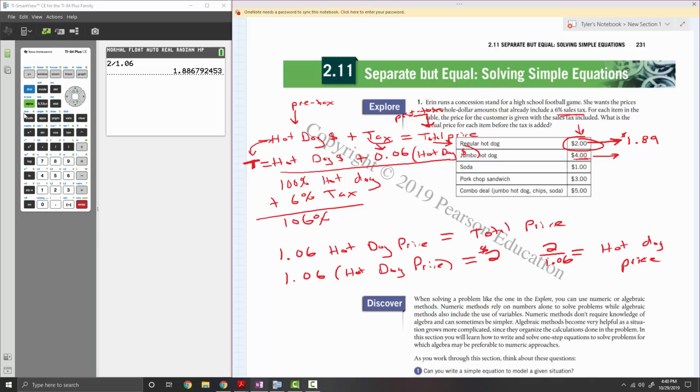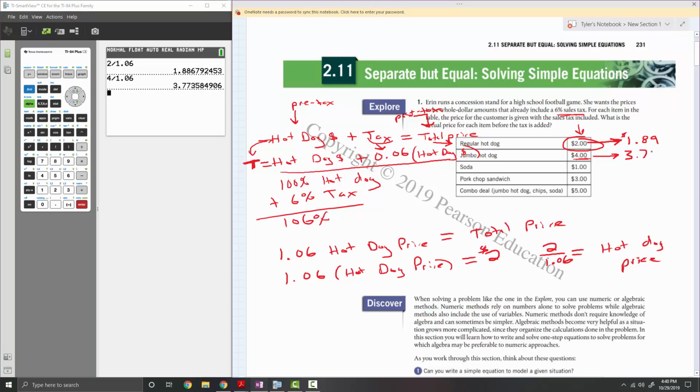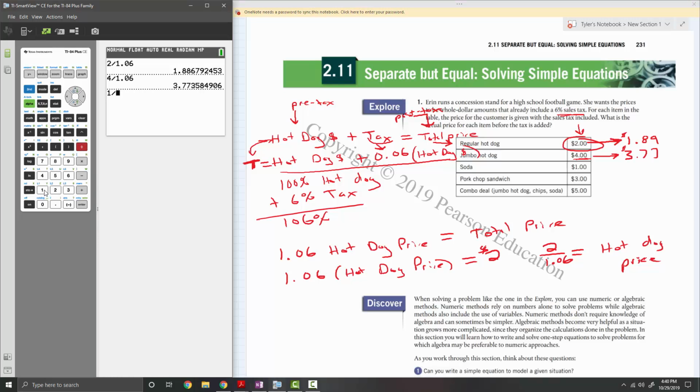So for the jumbo hot dog, I would take 4 divided by 1.06. So that's roughly $3.77. Right? And then for the soda, I would take $1 divided by 1.06, and that's 94 cents.